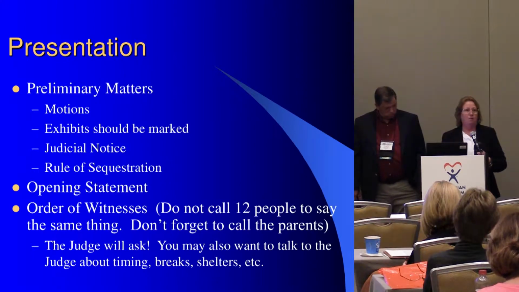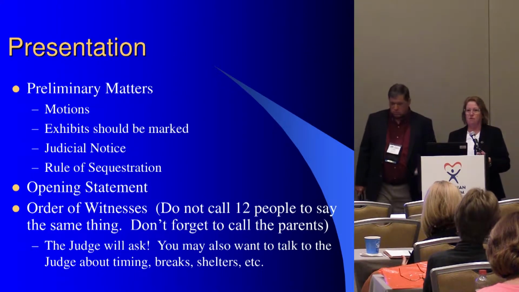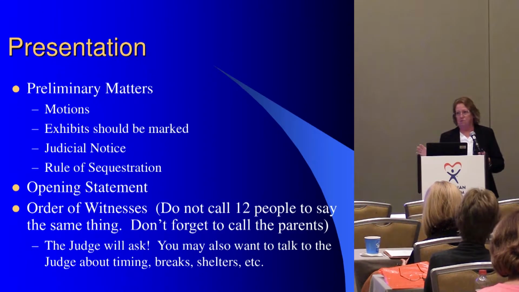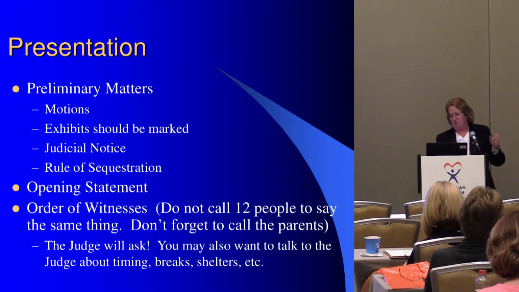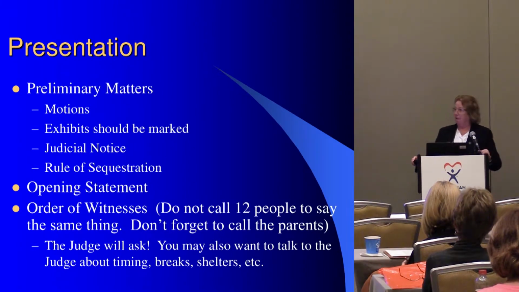Sequestration. It's a good idea to explain that to your witnesses, because anybody who's been in the courtroom more than once hears the rules being invoked and just gets up and leaves. So they don't hear all of it, which is you're not allowed to talk to each other about the trial. So you go outside and you see grandma talking to the guardian ad litem or something, you're like, oh, no, you're not allowed to do that. So all of this stuff should be done preliminarily.